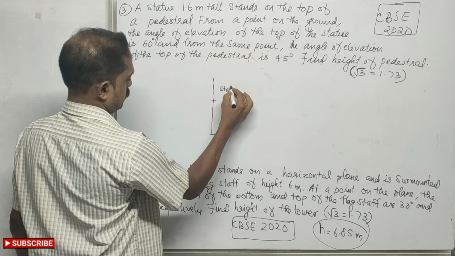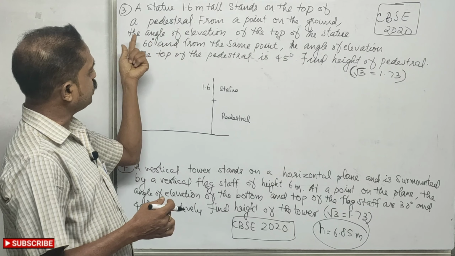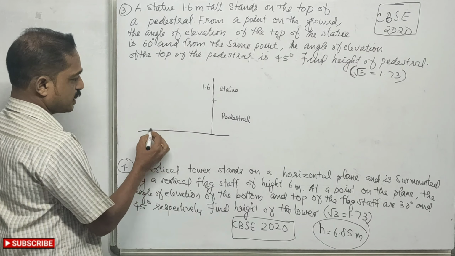On the top of the pedestal there is a statue. The height of the statue is 1.6 meter. From a point on the ground, the angle of elevation of the top of the statue is 60 degree.